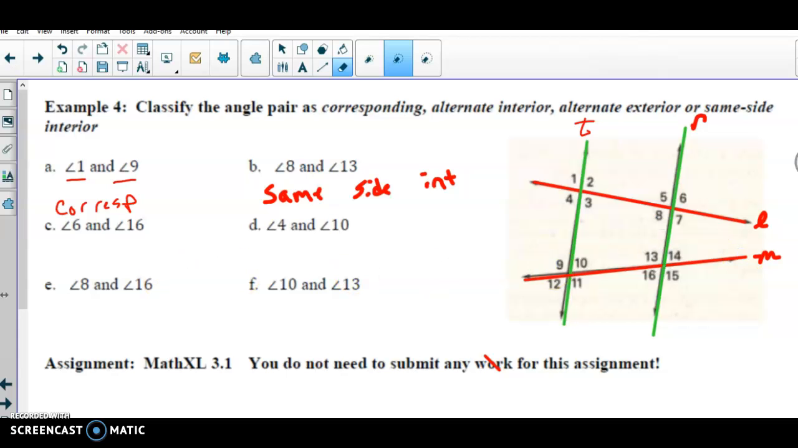Okay, next grouping. 6 and 16. Here's 6, here's 16. So again, I can ignore the other angles over there by line T. I'm only concerned with lines R, L, and M. 6 is on the outside, it's an exterior. 16 is on the exterior. They are on different sides of the transversal. So we call those alternate exterior angles.